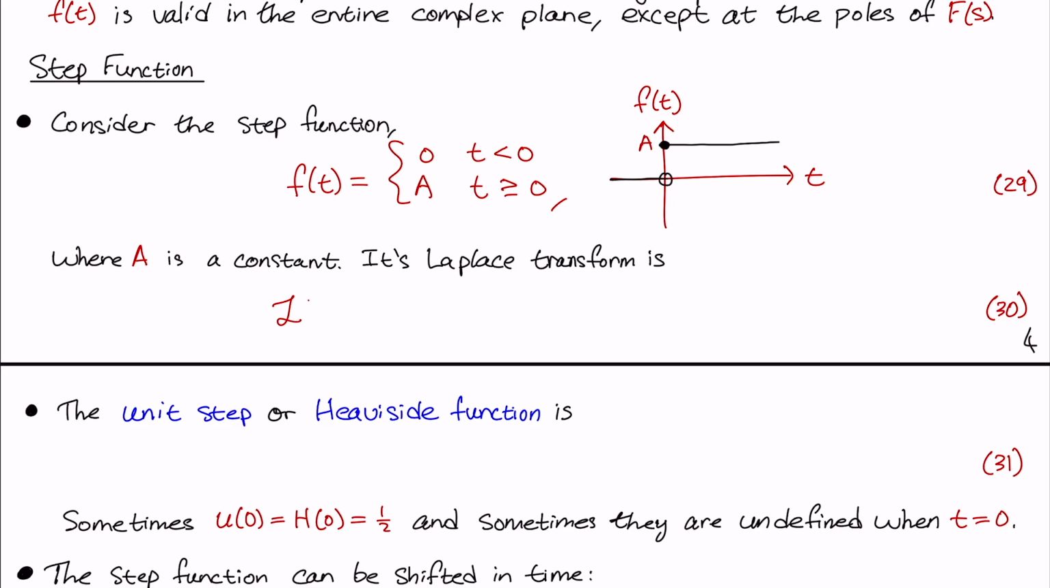So Laplace transform of the constant a, we'll just say, is equal to the integral from 0 to infinity of a e to the minus st dt, such that this is equal to a divided by s, such that the pole in this case is s equals 0.